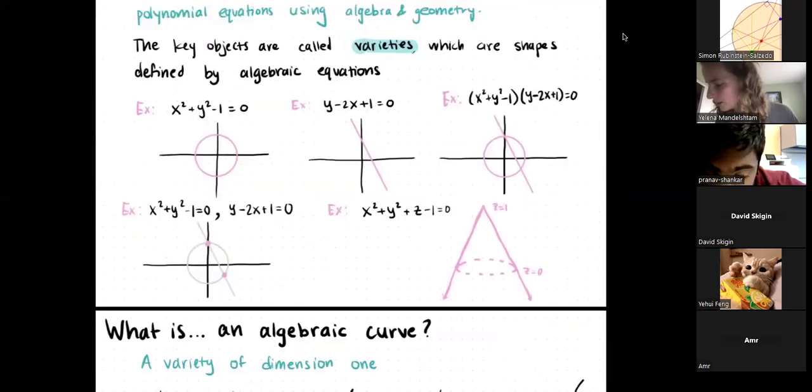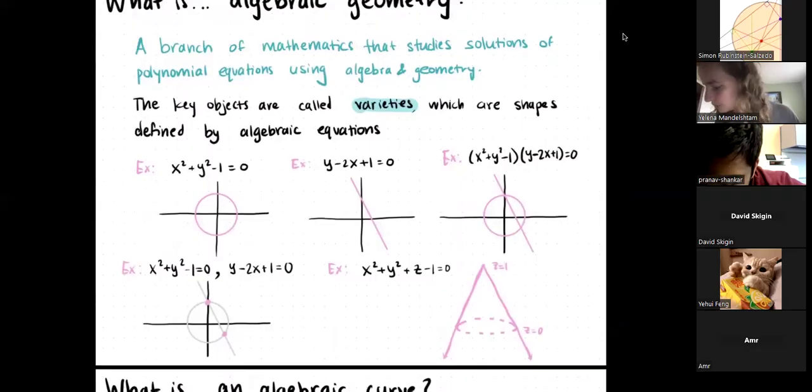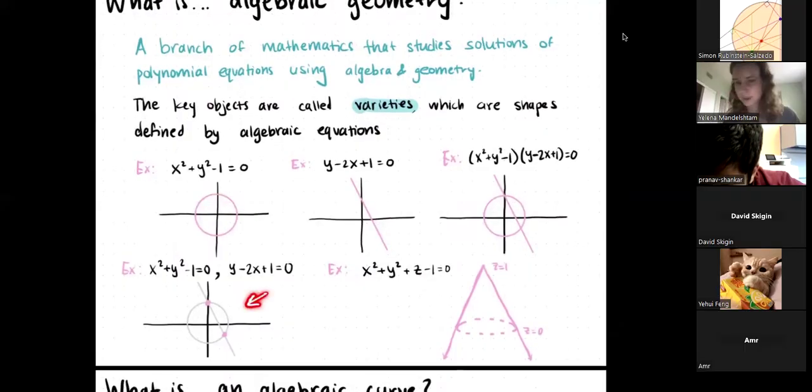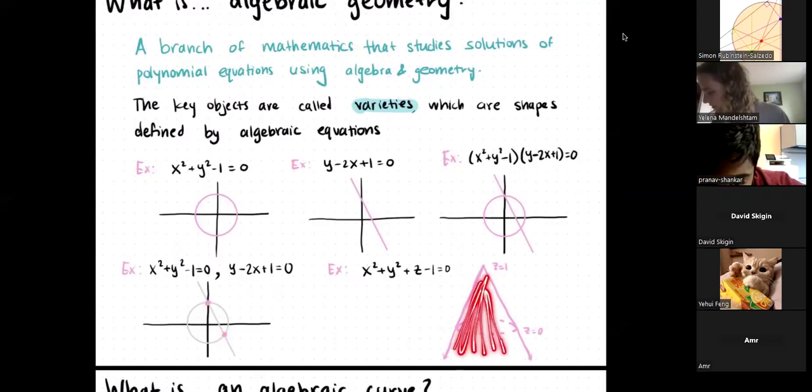So if we go back up here, my one-dimensional varieties are this one, this one, this one. This one is not one-dimensional, this one is zero-dimensional, because it consists of discrete points, which are zero-dimensional. And this variety here is two-dimensional, because we do have filled-in two-dimensional pieces.